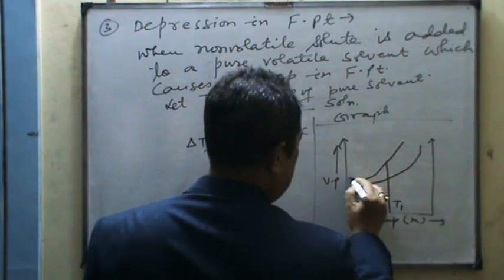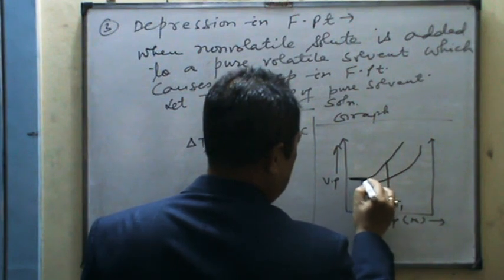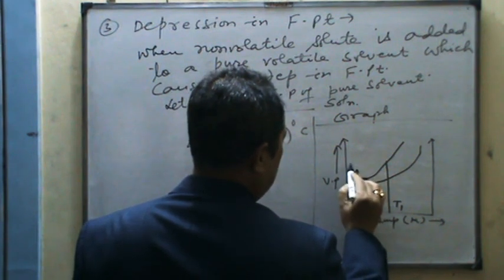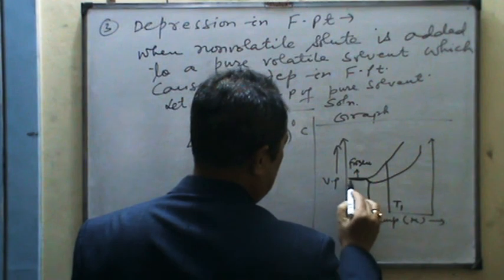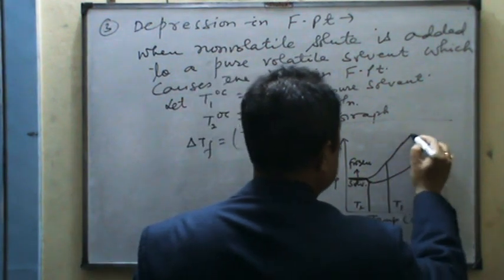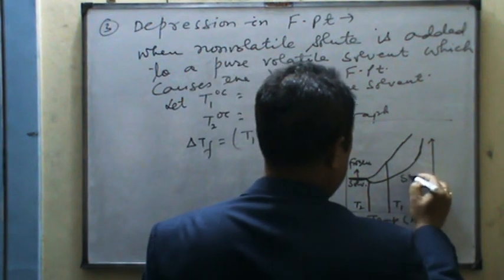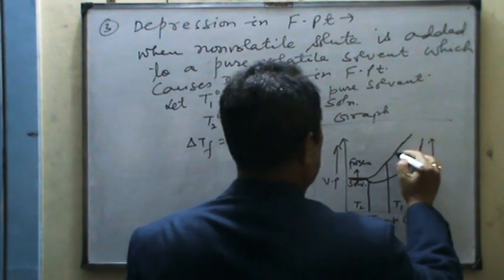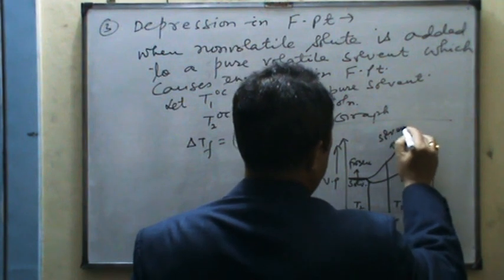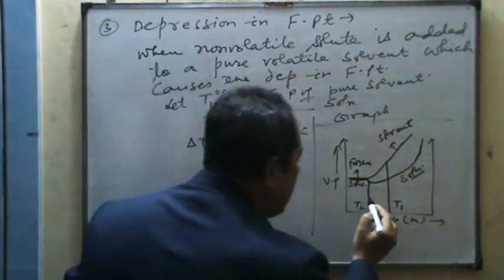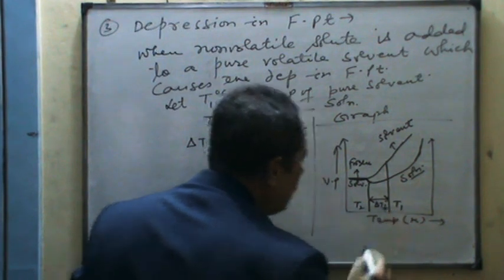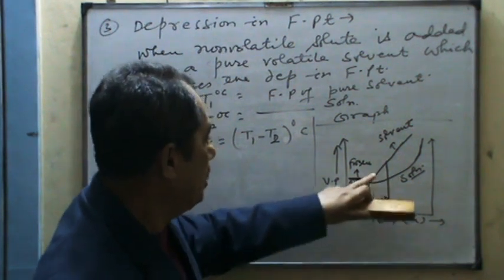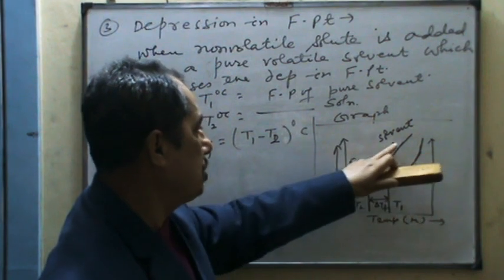And this is the frozen solvent. The temperature at which solid and liquid coexist is the frozen solvent, and this is the solution containing non-volatile solute, and then this is the solvent. So what is the delta TF? Delta TF is T1 minus T2. It is the bigger line, it is the smaller line. It is the vapor pressure of solution, it is the vapor pressure of the solvent.